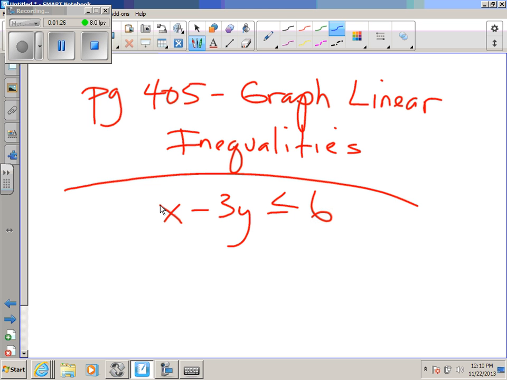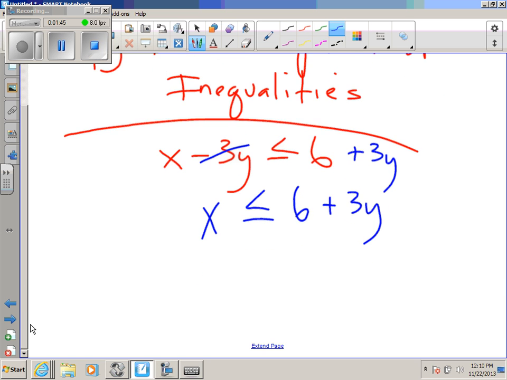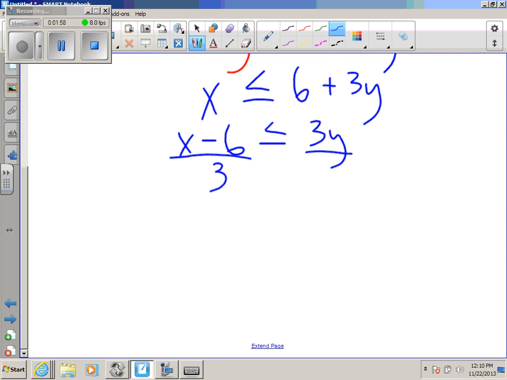Add 3y to both sides. Okay. So x is now less than or equal to 6 plus 3y. Then what? X minus 6 less than or equal to 3y. Divide both sides by 3, which is going to give us (x minus 6) over 3 less than or equal to y.